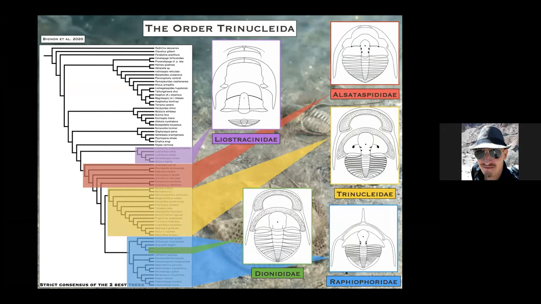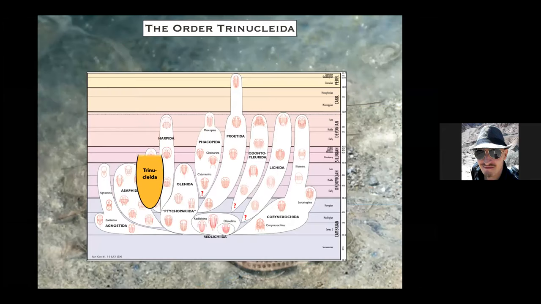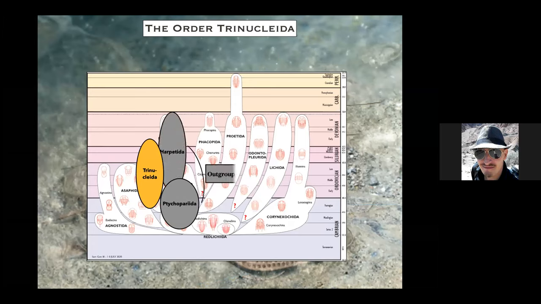So these results led us to perform another phylogenetic analysis, but this time more focused on the Alsataspididae in order to better understand the relationships between these distinct families. We also used this analysis to test the relationship of Trinucleida with the order Harpetida. This order is also interpreted as arising from the Ptychopariida.